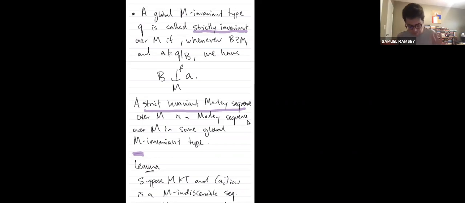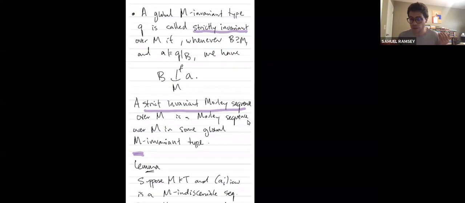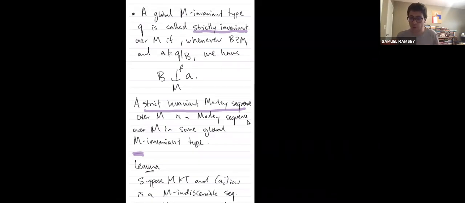Okay, so now the main lemma that we're going to prove first is that if you're in an NTP2 theory and you divide, then that will be witnessed by every strict invariant Morley sequence. And that's like Kim's lemma. The problem is we have no reason to believe that strict invariant Morley sequences exist. I've already told you that, outside of simple theories, forking is not symmetric. Why in the world would you expect there to be strict invariant Morley sequences?